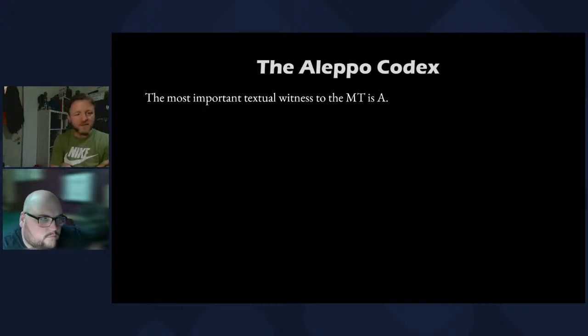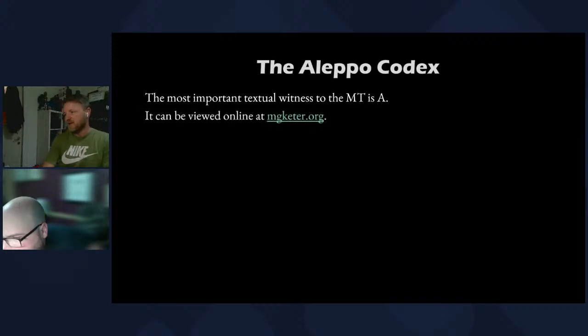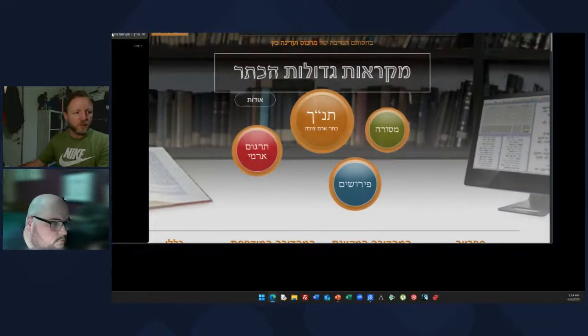The Aleppo Codex is initialized just as the letter A. So the most important textual witness to the Masoretic text is A. That is the Aleppo Codex, A for Aleppo. It can be viewed online here. Okay, so MG Keter is a website that has an online copy of the Masoretic text, of the Aleppo Codex.